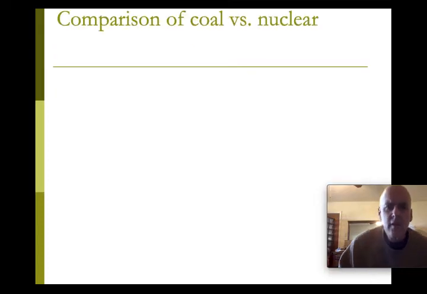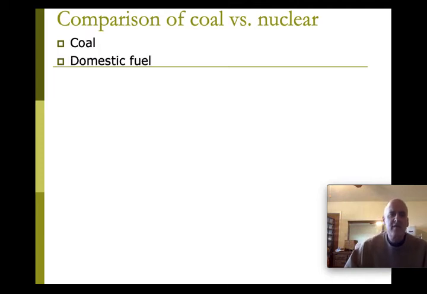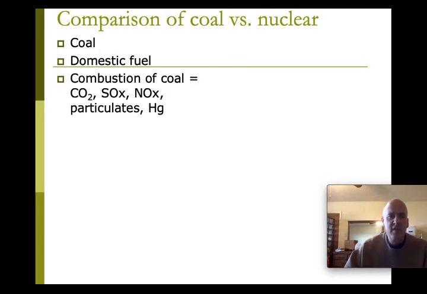So let's compare coal versus nuclear. Coal is a domestic fuel. We can get it here in the United States. Coal is only used by burning, combustion, and when you burn coal, you give off carbon dioxide, sulfites, nitrites, particulates, which is dust, and mercury, which is very toxic.